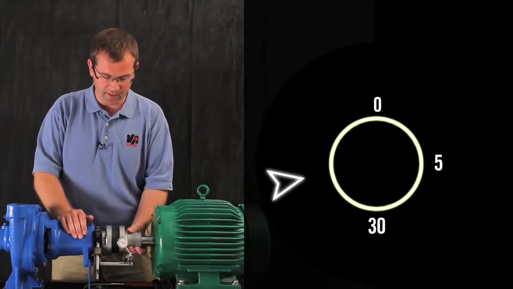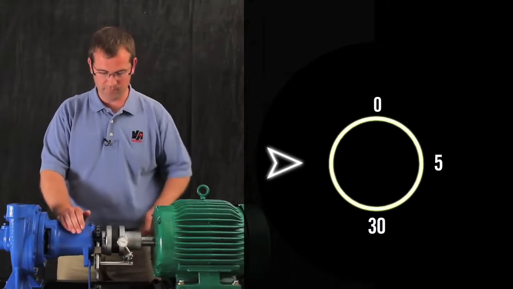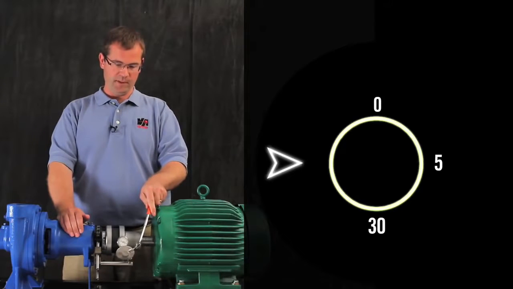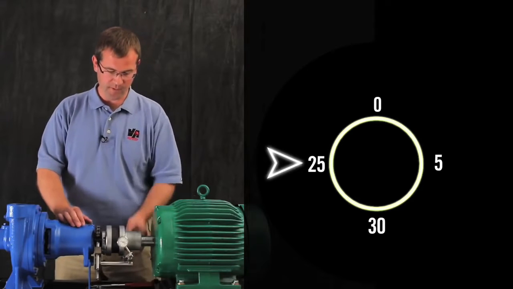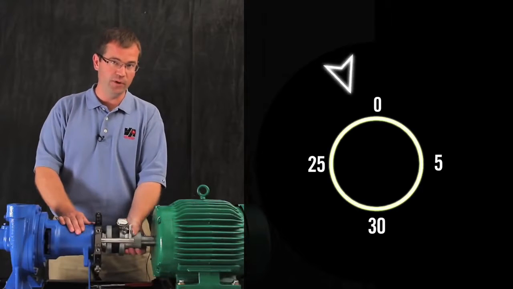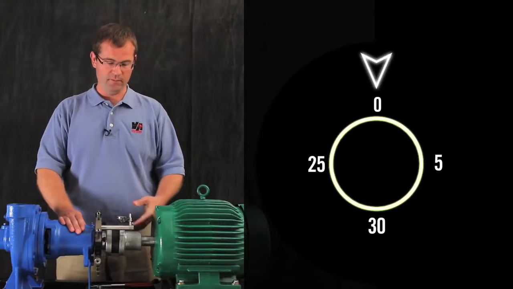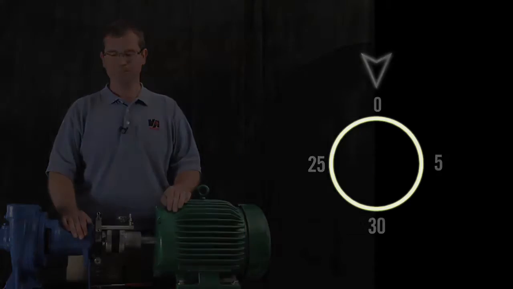Next, we read at 9 o'clock, and that reads 25 mils. And then back to 12 o'clock, and the indicator comes back to 0.